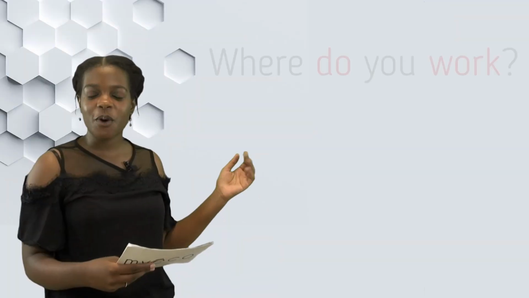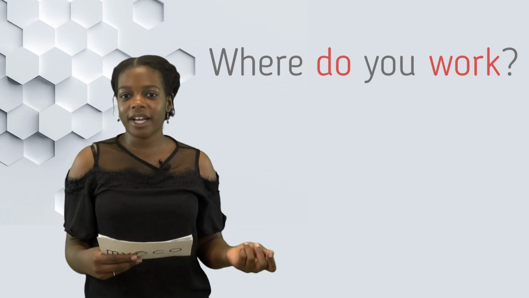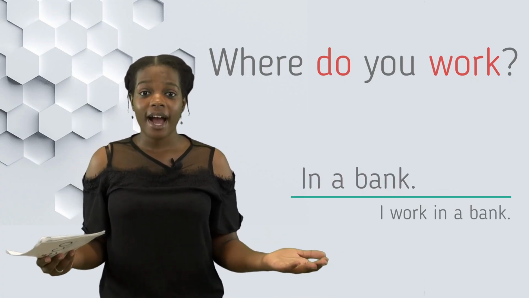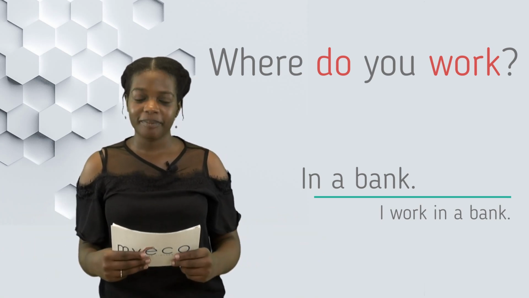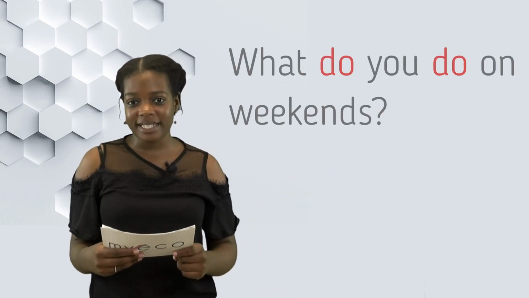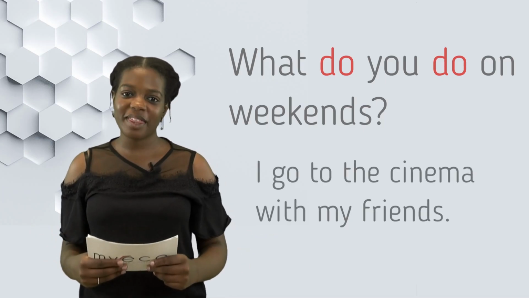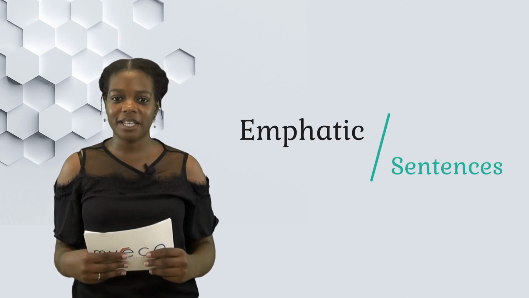Our first one is, where do you work? To a question like where do you work, I can give a short answer, in a bank. Or I can give a bit of a longer answer, I work in a bank. Another example is, what do you do on the weekends? A simple answer again would be, I go to the cinema with my friends. So finally, let's have a look at emphatic sentences and when we use them.